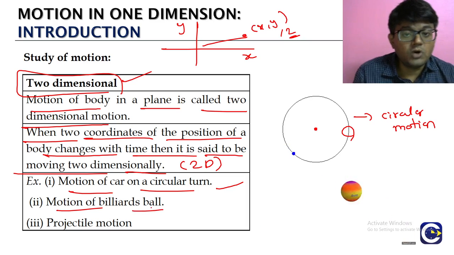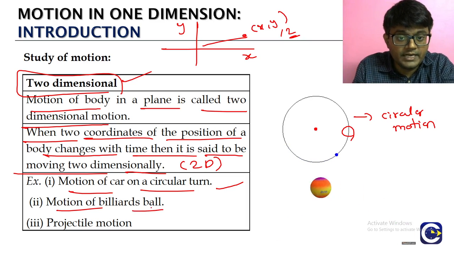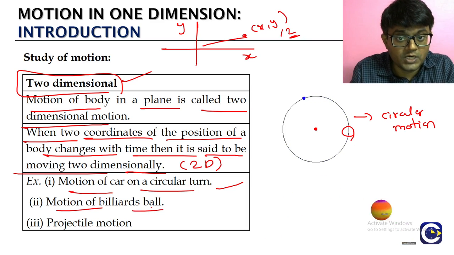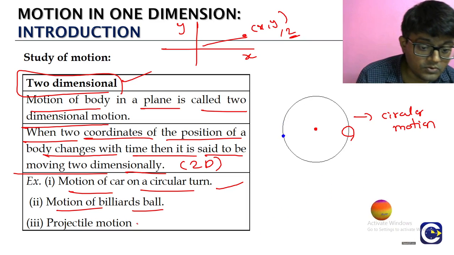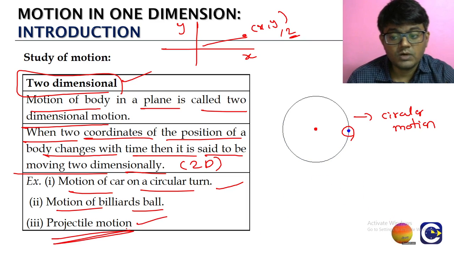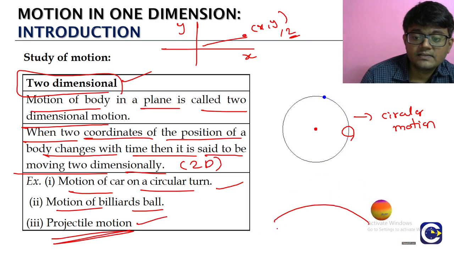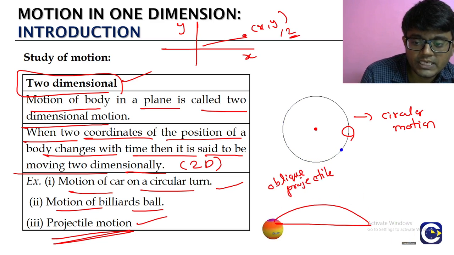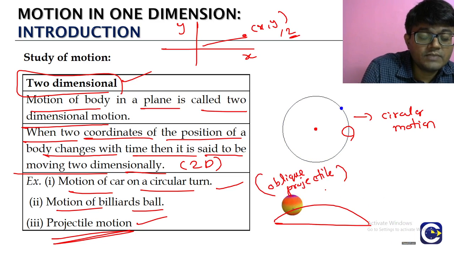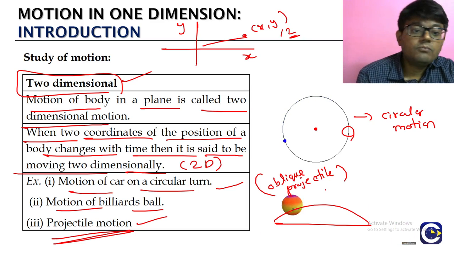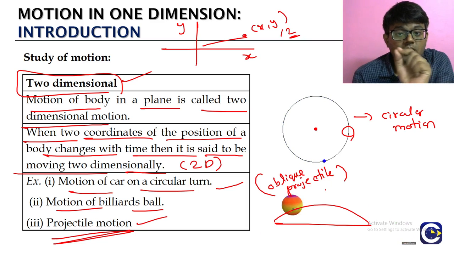We can have motion of a billiard ball on the billiard table. When you are hitting the ball, you'll see that the motion will be on the billiard table plane. That is why it is a 2D motion. And we are going to study in detail about projectile motion. In the 2D motion topic, we will study about projectile motion. You can see here there is a ball going like this. What is it called? We will be calling it an oblique projectile. We will study about them when we go to the 2D motion. So projectile motion is one of the very important examples of two-dimensional motion.